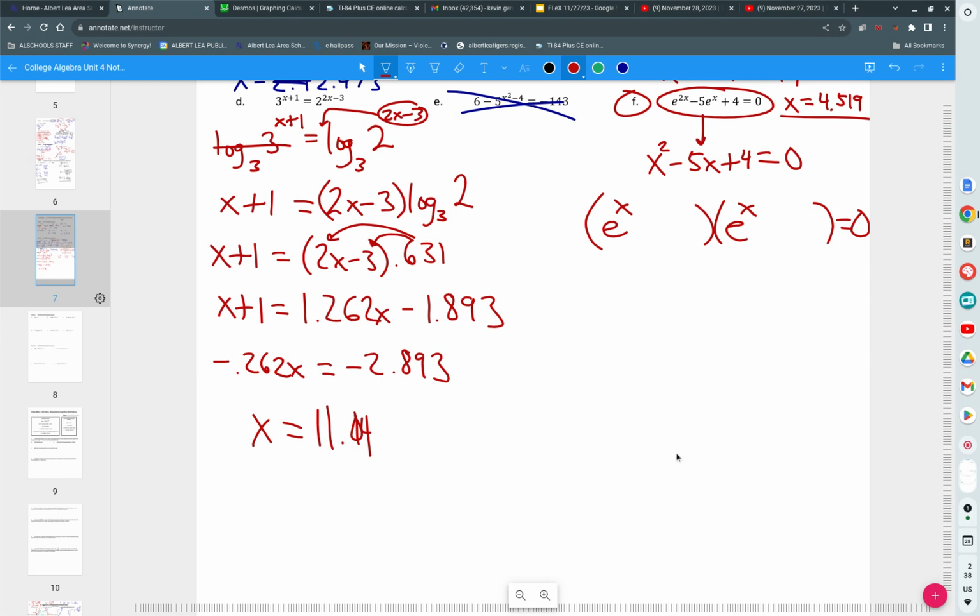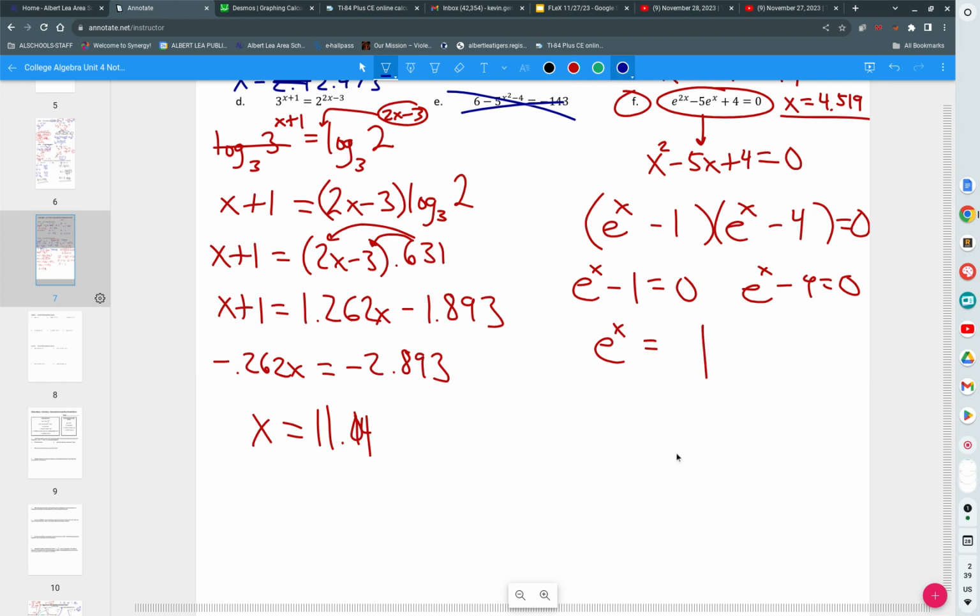So now what are the two numbers that multiply to positive 4 that add to negative 5? So now we're going to use that great thing called the zero product property. We're going to set both of these pieces equal to 0. E to the x minus 1 is equal to 0. And e to the x minus 4 is equal to 0. So in other words, e to the x is equal to 1.